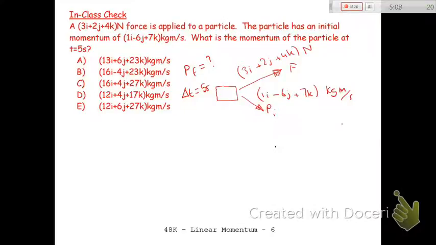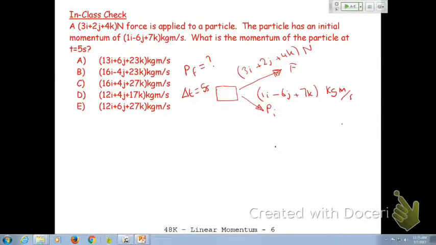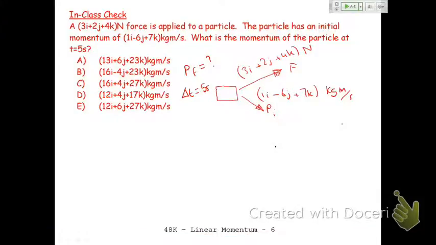Okay, we're back. Let's stop that and see what people are saying. People are saying C. So let's have a look. I did my diagram, and basically I have my mass, and I put in my force, and I put in my initial momentum. No idea what the directions are, I just represent them by arrows. Then I put my time interval, which is 5 seconds, and then my P final is what I want.